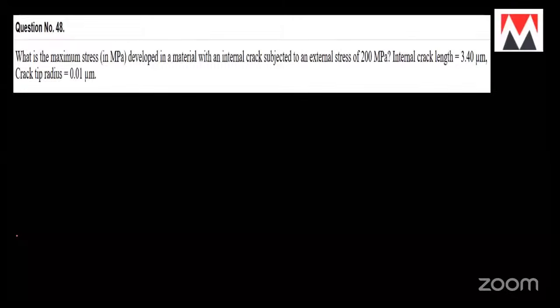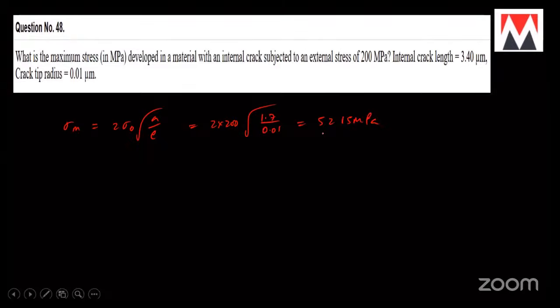What is the maximum stress developed in the material with an internal crack subjected to an external stress of 200 MPa? Whenever you have a crack tip radius, you need sigma m is equal to 2 sigma naught root over a by rho. So this is 2 into 200 into root over, what is your a? Internal crack length, which is 1.7 micrometer, by 0.01 radius. So it is 5215 MPa. This is a standard question from the textbook, a very important standard formula.